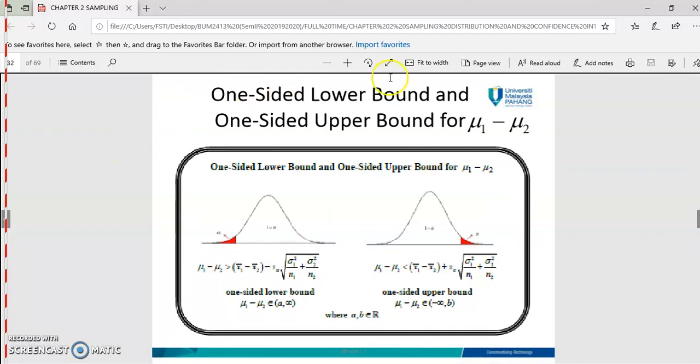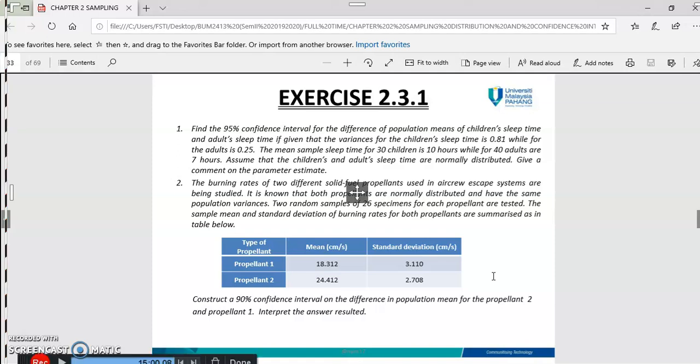In this subtopic we also have the one-sided lower bound and one-sided upper bound, similar to what we discussed for the single population mean. What do we modify here? Just the alpha. When we calculate for the one-sided, alpha no need to divide by 2. The concept here is similar to the one population mean. I think that's it for the example.